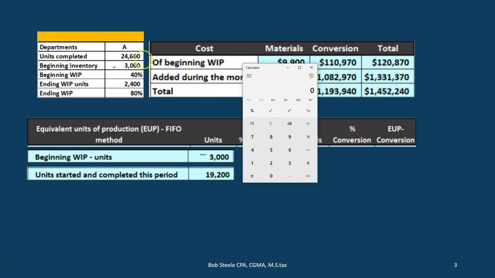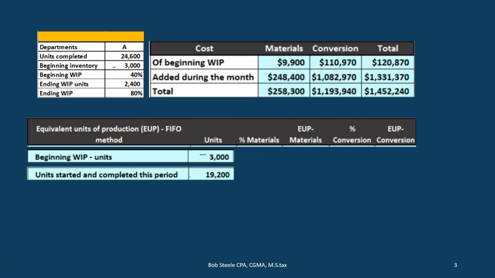So we're going to back into this number. Now they're going to give us the total units to account for, 24,600, minus the units that were in there at the beginning, because if they were in there at the beginning, we did not start them and complete them, so minus 3,000. And then we're going to also subtract out the units that are still in there at the end, because if units are still in there at the end, then we did not start them and complete them. That's going to be the 2,400. That gives us our 19,200. So this is the number we're going to back into.